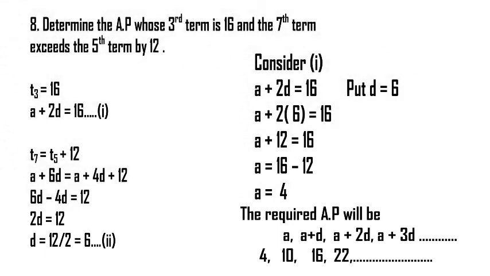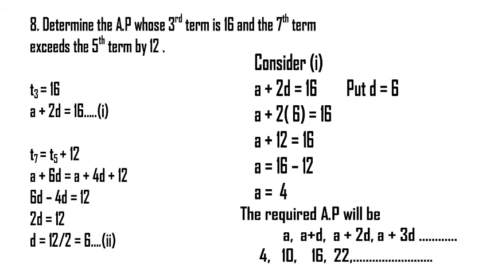Question number 8. Determine the AP whose third term is 16 and seventh term exceeds the fifth term by 12. So how we used to frame the equation in the quadratic equation chapter, similarly, frame an equation here. Third term is 16. T3 is equal to 16. That is A plus 2D is equal to 16. Mark it as result number 1.